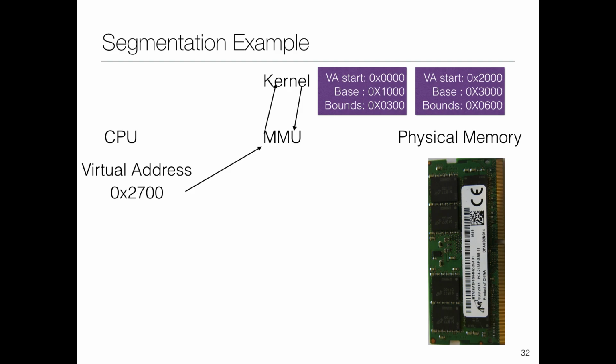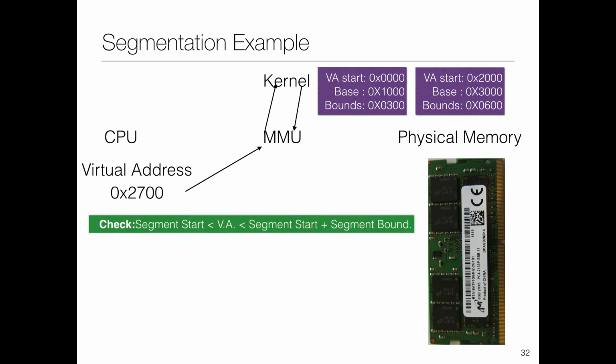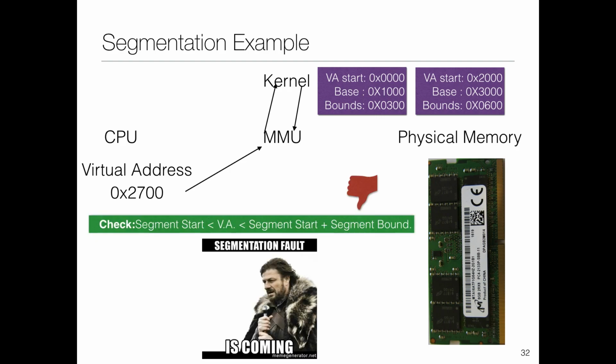So what will happen now? What will the MMU return? We do the check and we get a segmentation fault now.